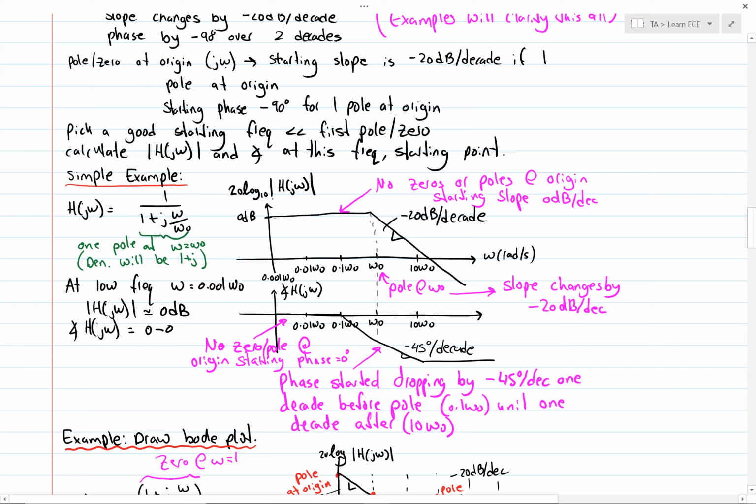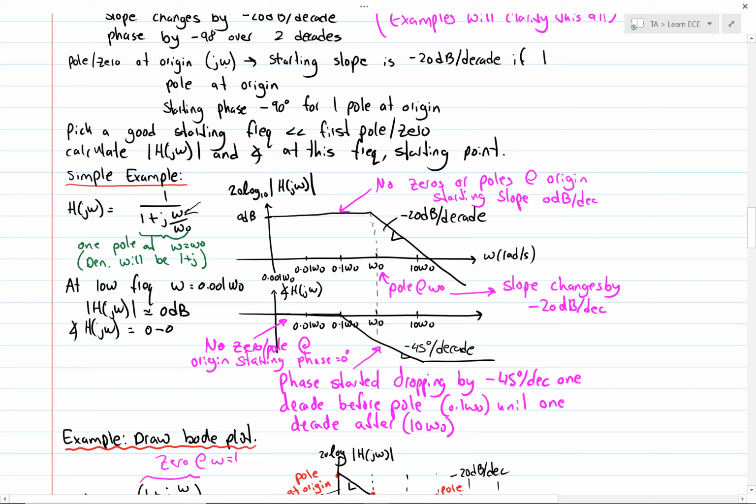Let's say that we have a very simple transfer function, which is shown over here, H(jω). So in this simple example, we can see that we have 1 pole at omega equals omega naught. So if we have 1 over 1 plus j omega over omega naught, we can see that we have 1 pole at omega naught. So let's now try and draw the Bode plot. So what we said is we would start at a frequency that's much less than any pole or 0.